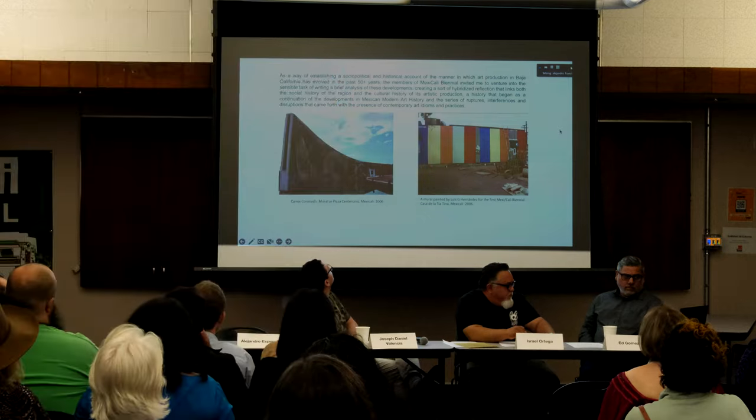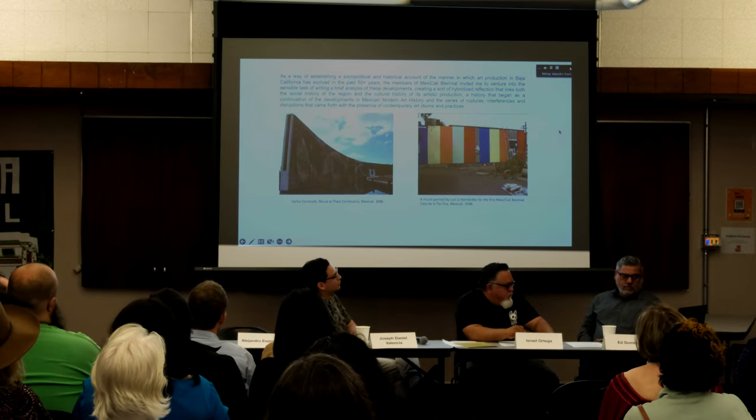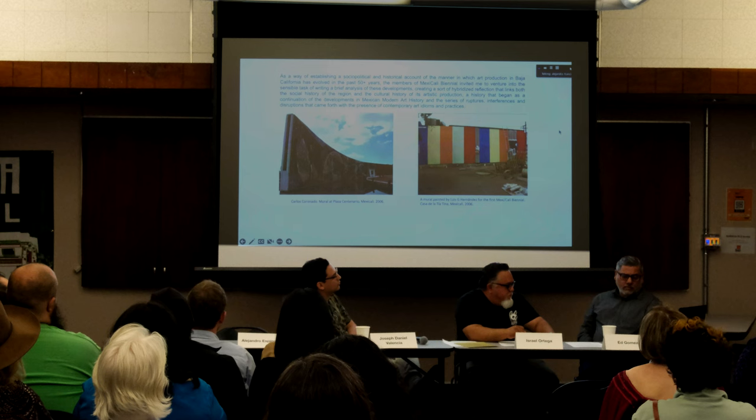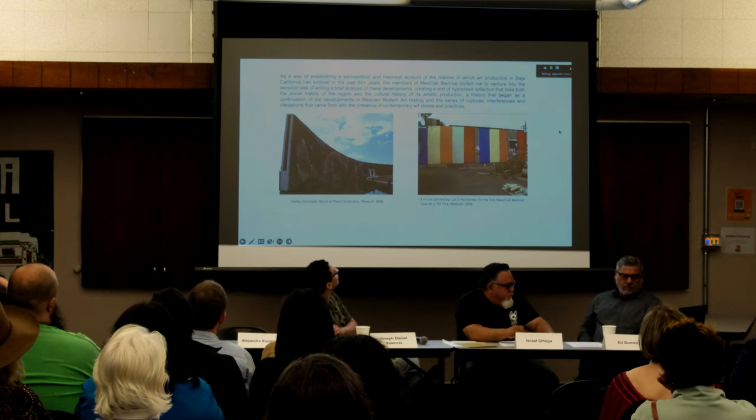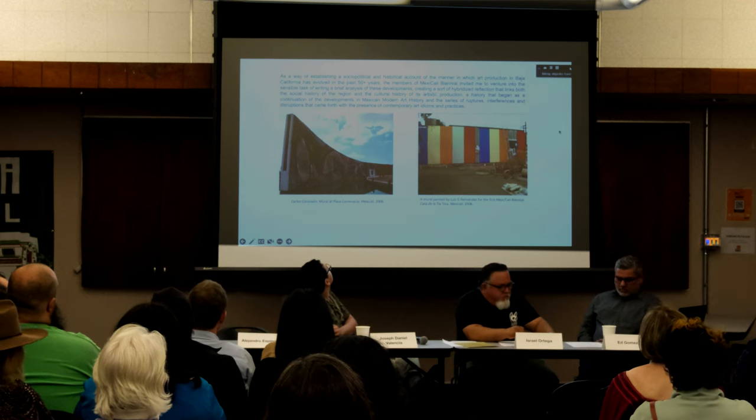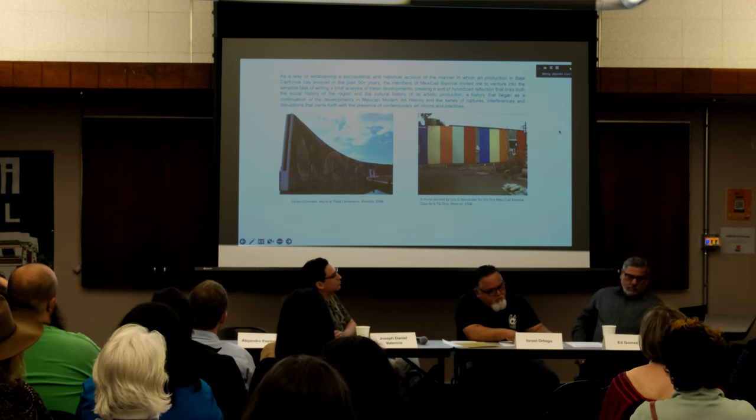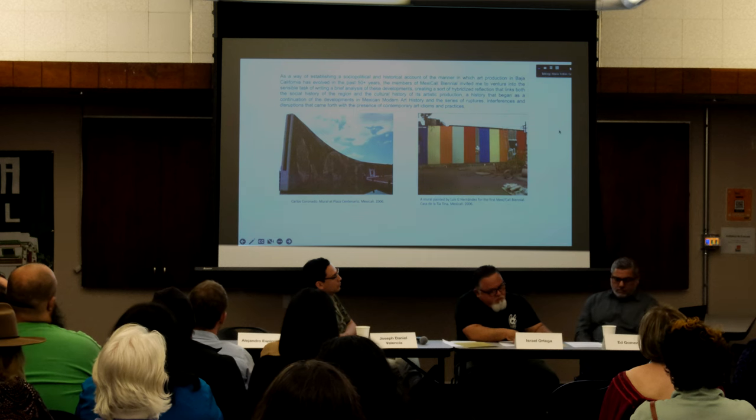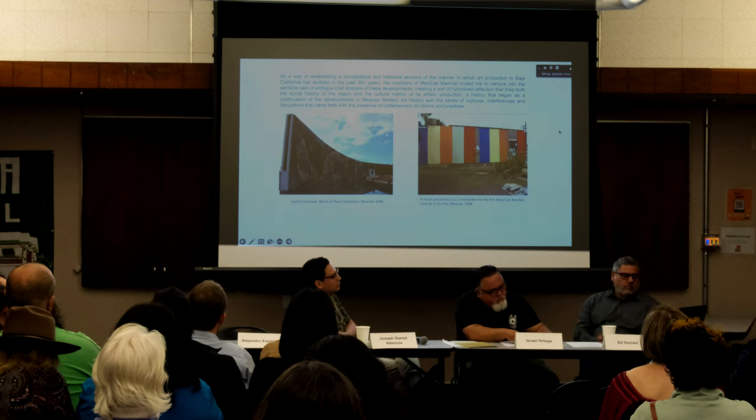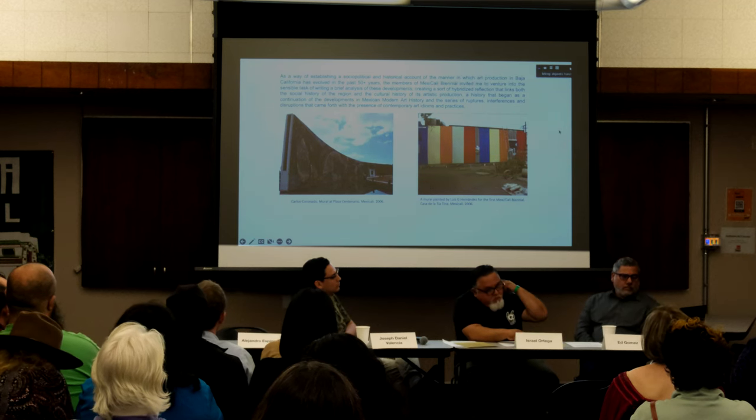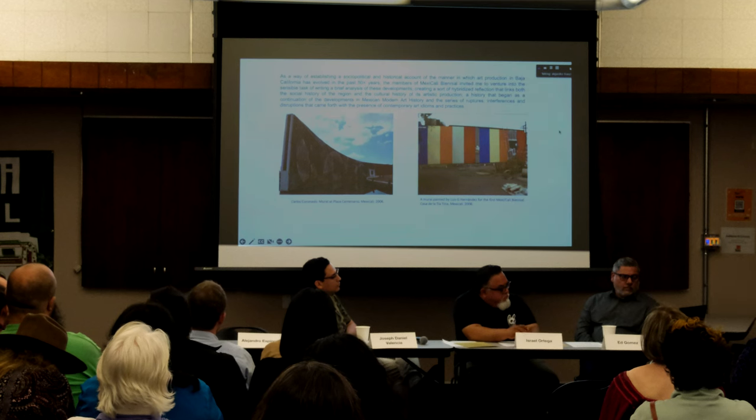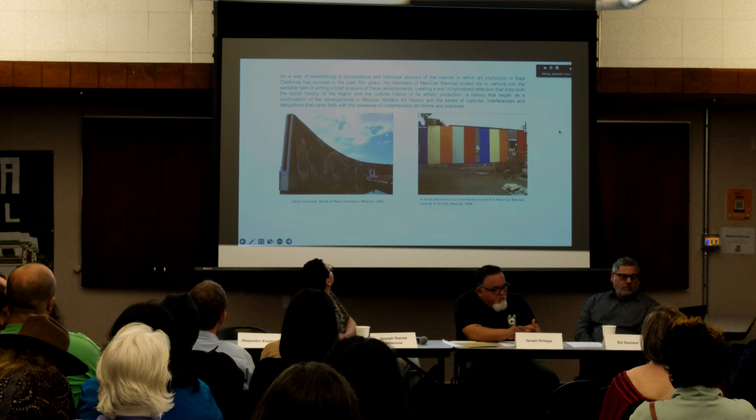As a way of establishing a social, political, and historical account of the manner in which art production in Baja California has evolved in the past 50 years, the members of the MexiCali Biennial invited me to venture into the central task of writing a deep analysis, creating a sort of standardized reflection that links both the social history of the region and the cultural history of its present production, a history that began as a continuation of the development of Mexican modern art history, and the series of ruptures, interferences, and disruptions that came forth to the present contemporary art scene and practice.